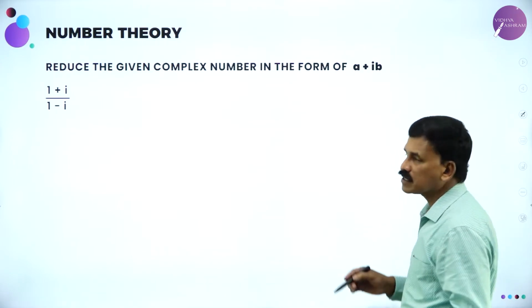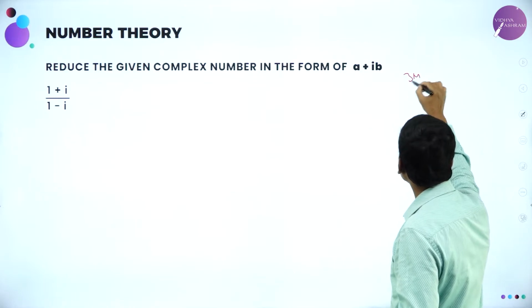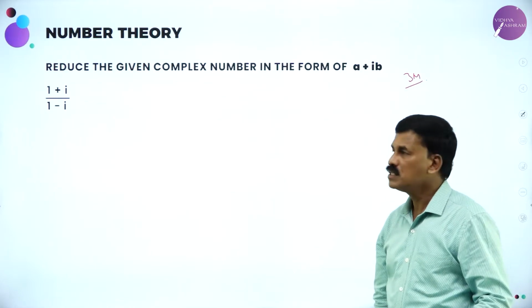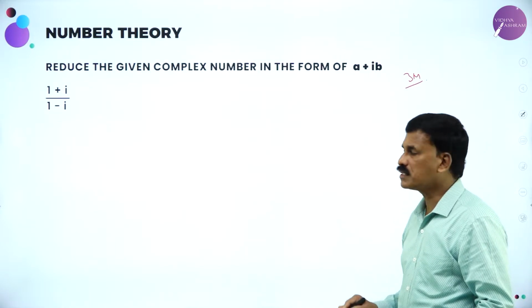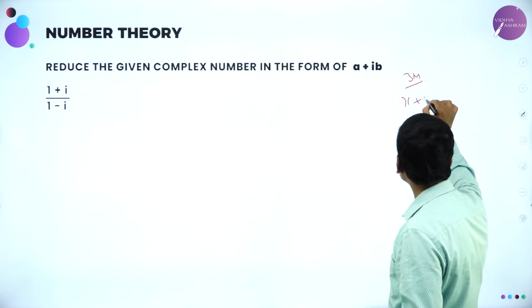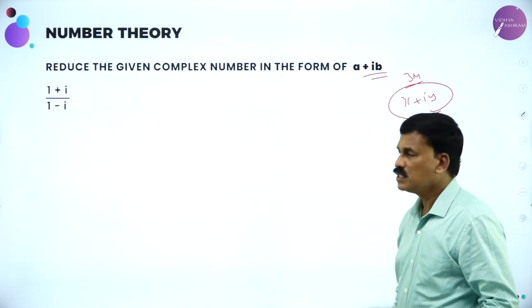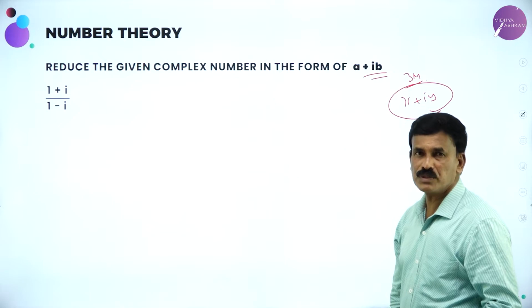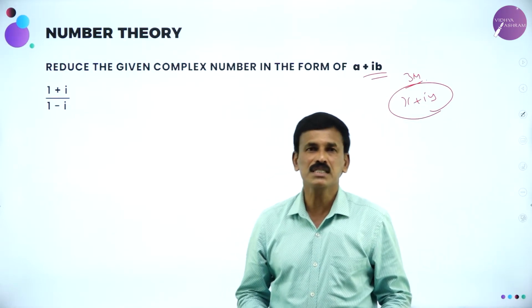Now, let us come to this problem. These are very important problems for 3 marks or may be expected for 5 marks. Reduce the given complex number in the form a plus ib or x plus iy. So, this is nothing but the division of a complex number. Division of a complex number is carried out by rationalizing the denominator.